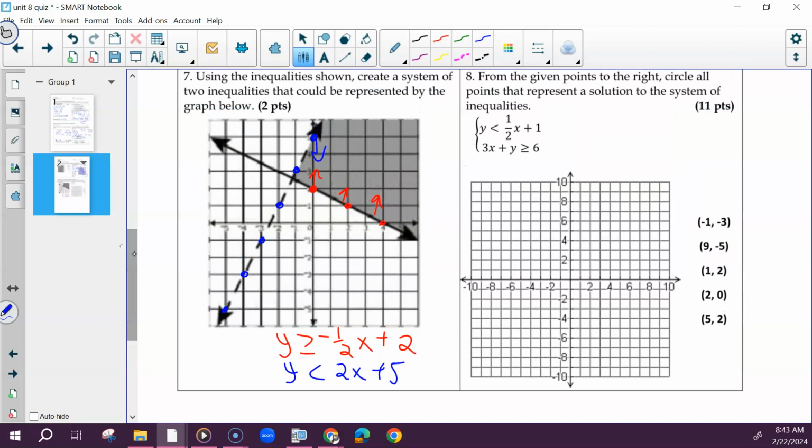And then in the last one, we're given one inequality that we can just graph. So starting at 1, going up 1 to the right 2, down 1 to the left 2. This would have been a dashed line, or you could have left it as a dotted line and just thrown arrows at the end. This would be shaded underneath.